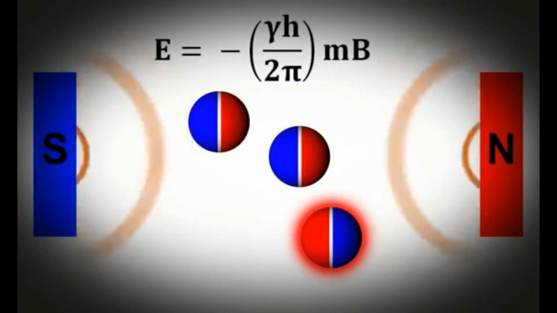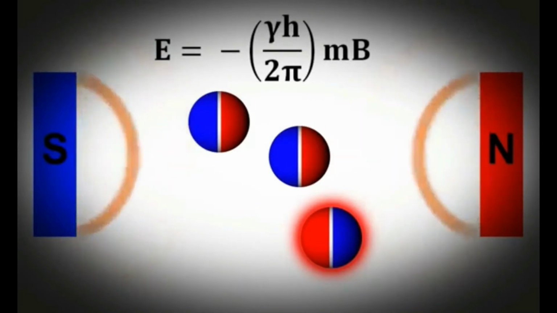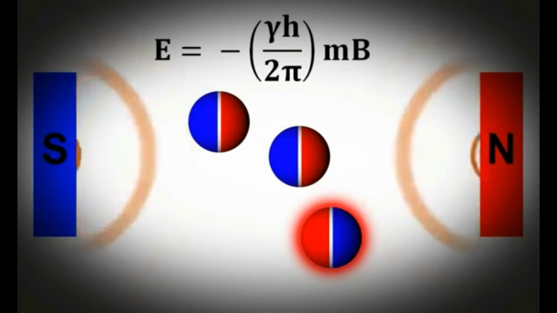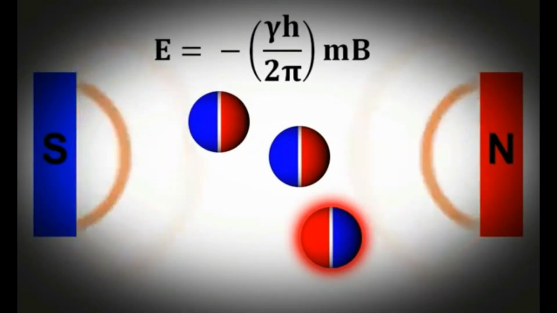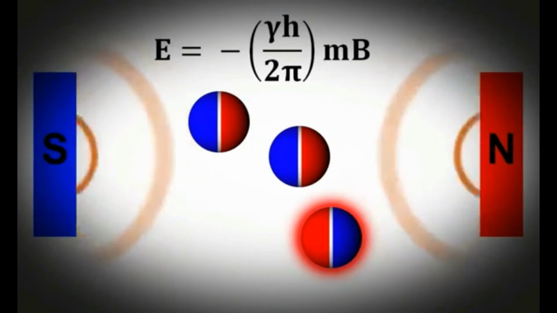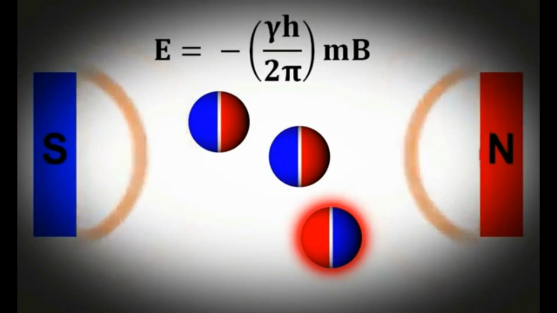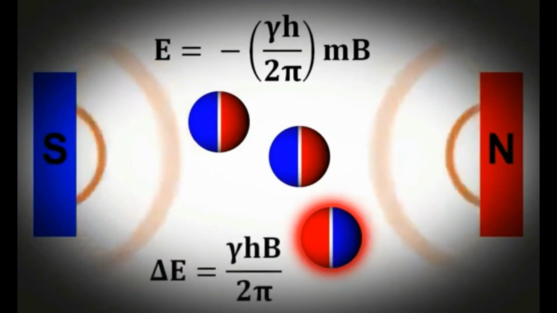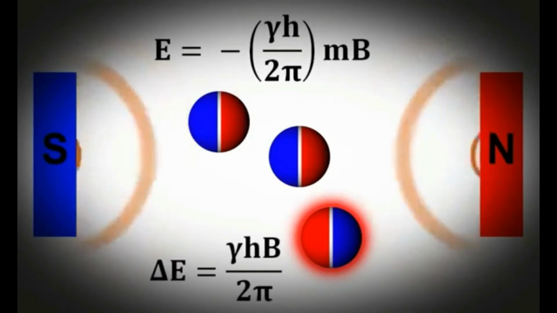The energy of both states is given by the following equation. B is the strength of the magnetic field, and m is the magnetic quantum number, which is equal to 1/2 for the low energy state and negative 1/2 for the high energy state. Therefore, we can also calculate the energy difference, or delta E, using this equation.